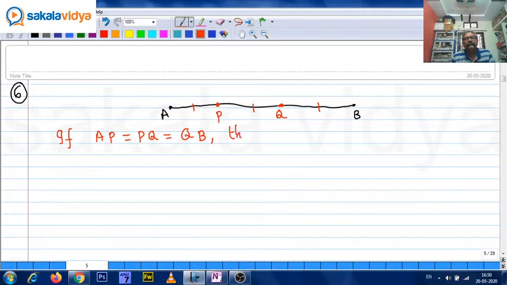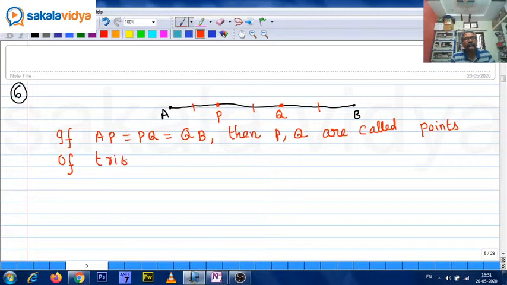then P, Q are called points of trisection of line segment AB.